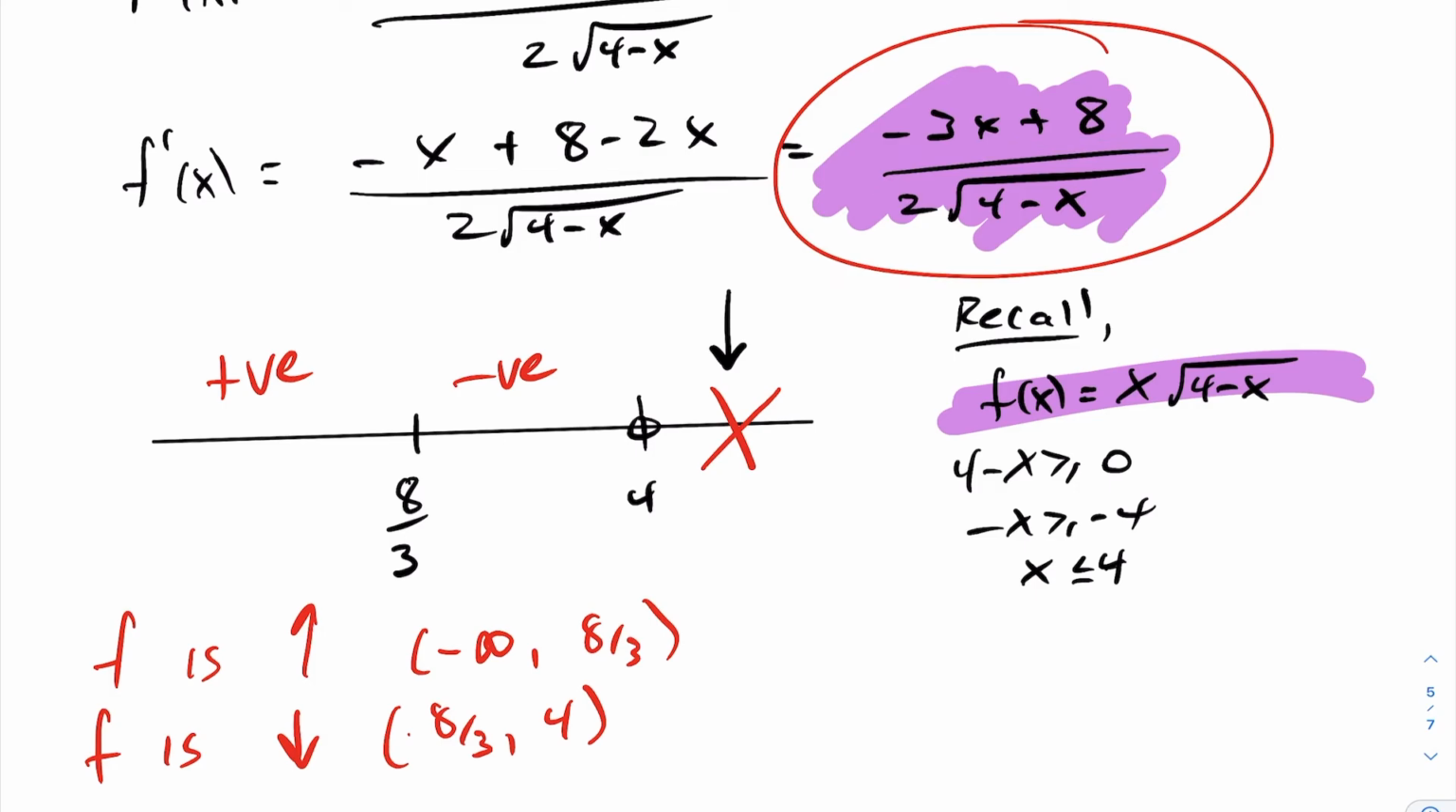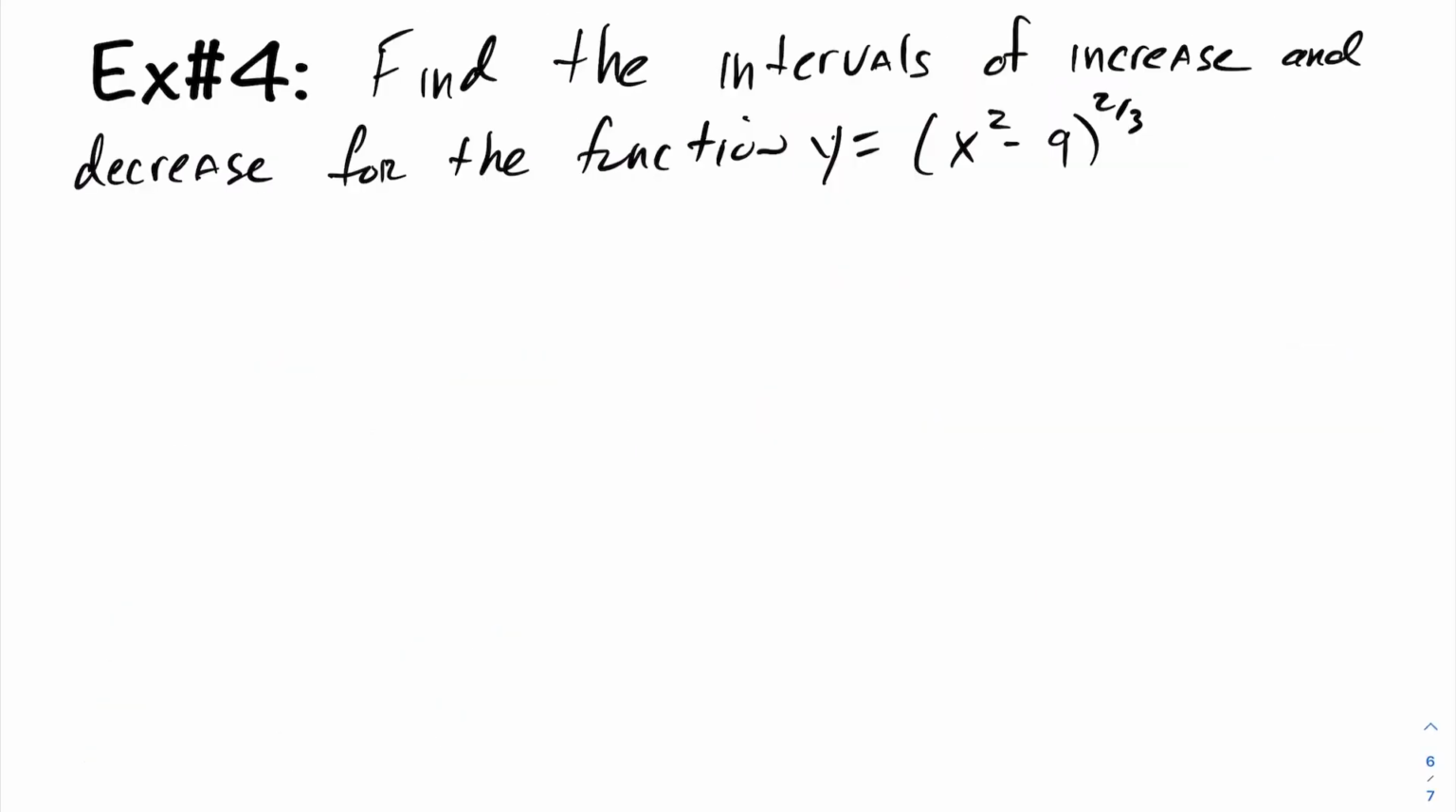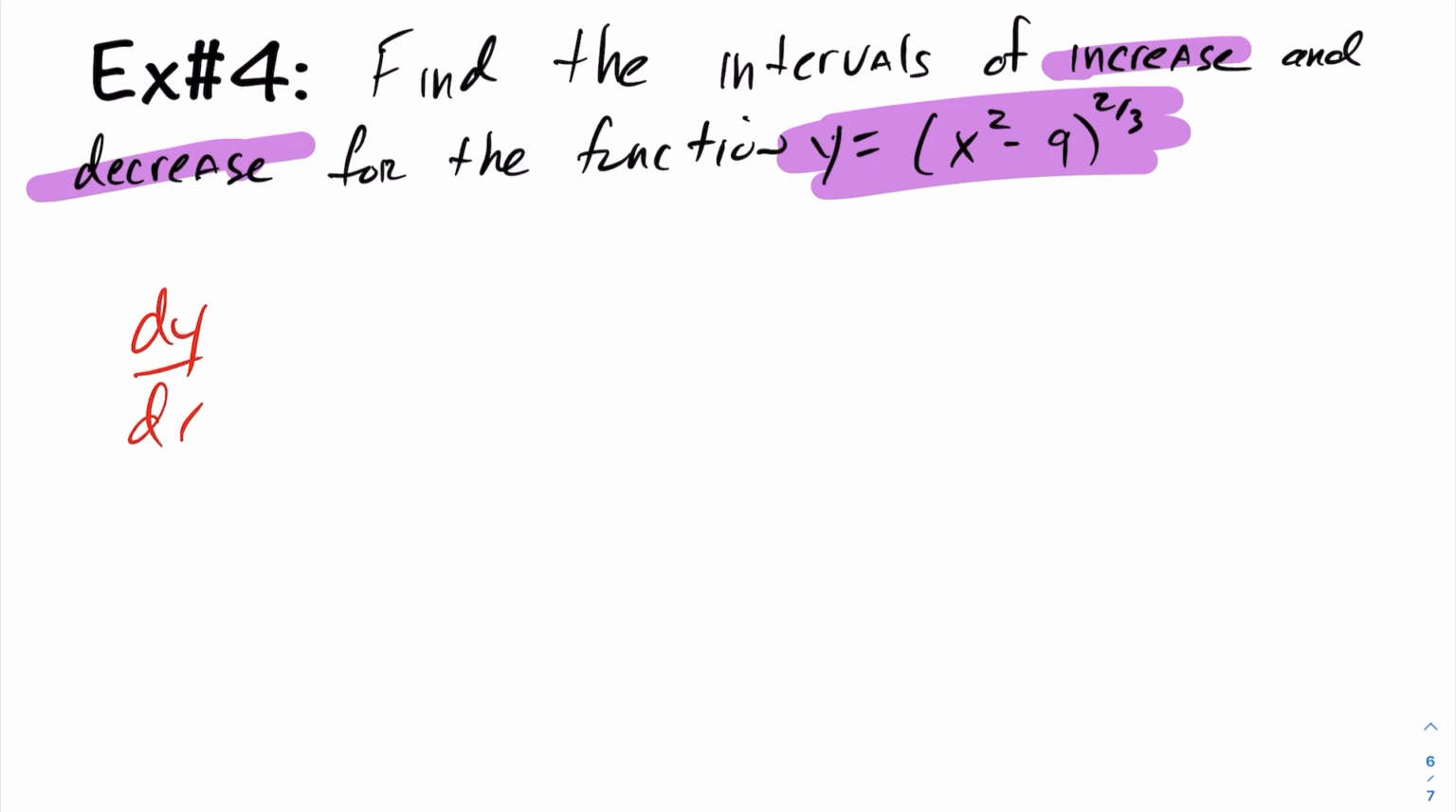All right, let's look at another problem. For the following example here, we want to find intervals of increase or decrease for the following function. So once again, we have to take our derivative. So in this case here, dy dx is going to be: drop down that 2/3, subtract 1, and then take the derivative of the inside, which will be 2x.